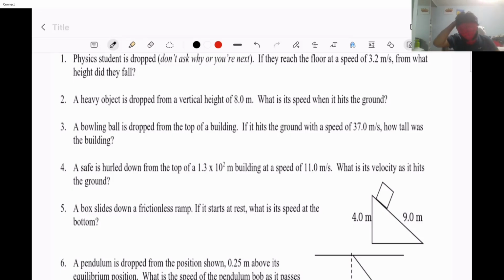Hello guys, so conservation of energy problems. A physics student is dropped and reaches the floor at a speed of 3.2 meters per second. From what height did they fall?